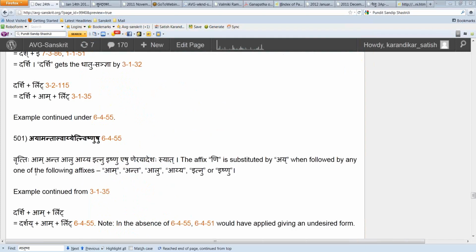So these are the pratyayas Am, Anta, Alu, Aya, Itnu, and Ishnu. I think most of these come from the Unadi sutras, and they're not very common. The most common is Am. So for right now, only Am. This says that in place of this Ni, in this case Nich, do the I adesha when followed by one of these. So right now we can forget about Anta, Alu, Aya, Itnu, and Ishnu.